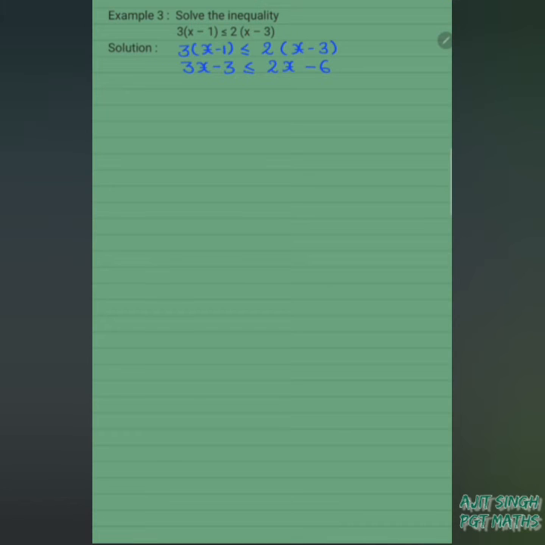Now bring the 2x to the left hand side, same as in the equation: 3x minus 2x less than or equal to, and shift this minus 3 from the left hand side to the right hand side, so it becomes plus 3 minus 6. So 3x minus 2x is x less than or equal to minus 3. So the value of x is less than or equal to minus 3.